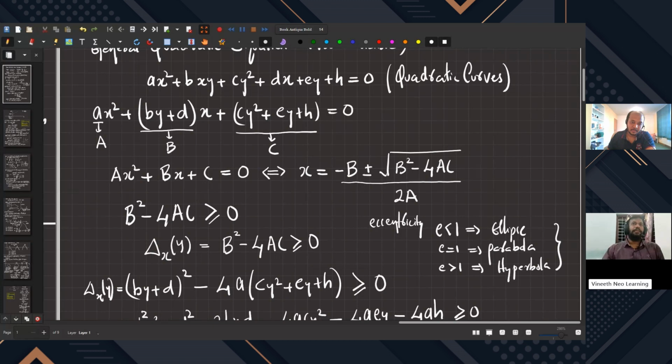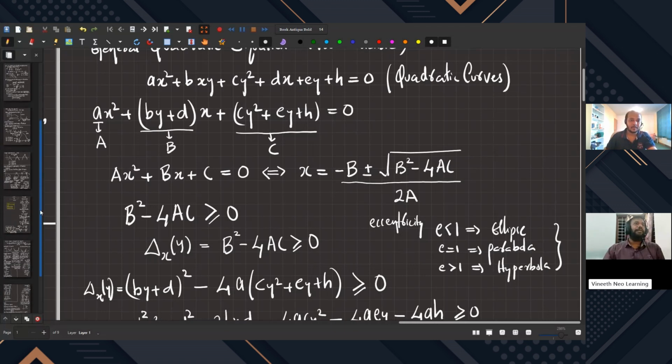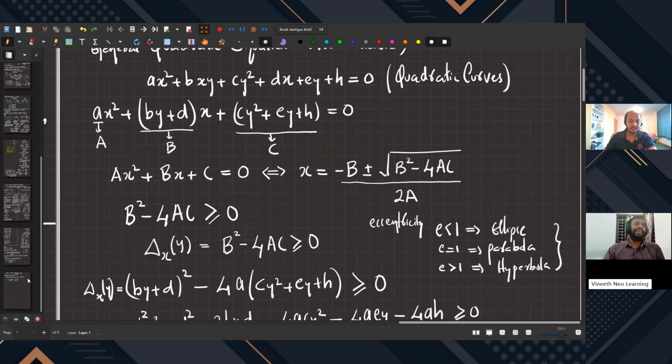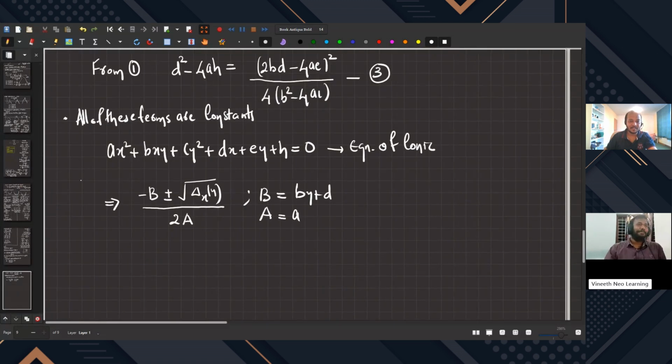Since x is real, the main condition we obtained is b squared minus 4ac greater than or equal to 0, that is, delta x of y greater than or equal to 0, and that actually opened up a can of worms that we are still dealing with. It is very interesting, correct? Now let's come back to this equation.